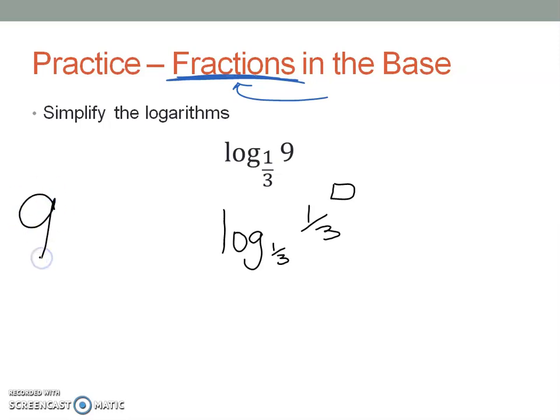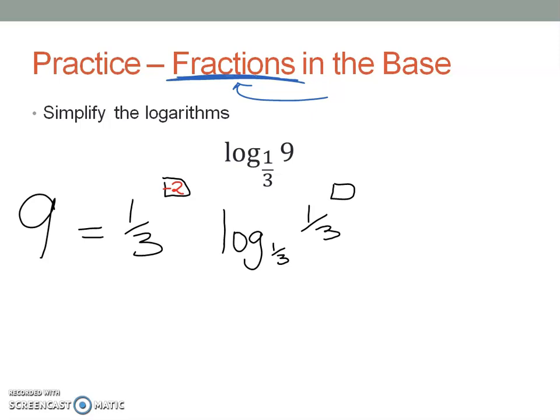I'm still thinking negative. I've got 9 is the same as 1/3 to what power? Okay, well somehow that 3 got up to the top. So how did that 3 get up to the top? Well, that's where our negative exponents come into play. So I know that this is going to be negative. Okay? The next question is, how did that 3 become a 9? Well, that would have to be a 3 squared to become a 9. Okay? So I've got a negative 2 there.